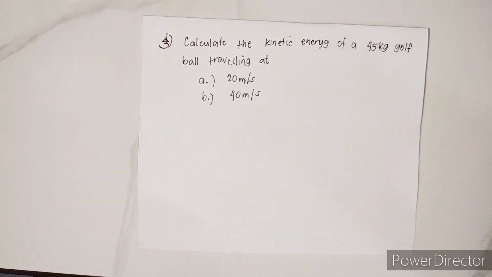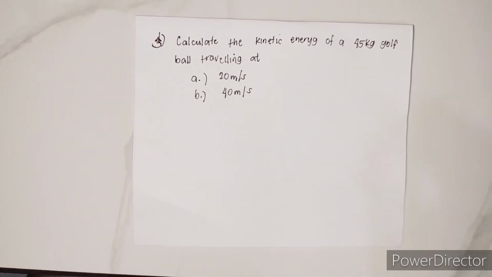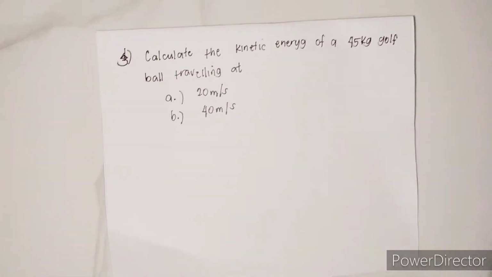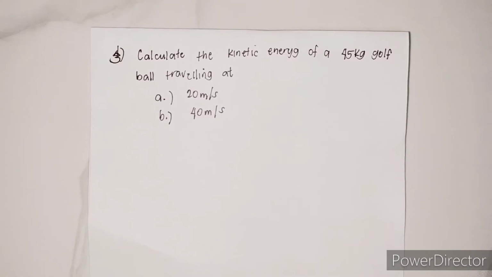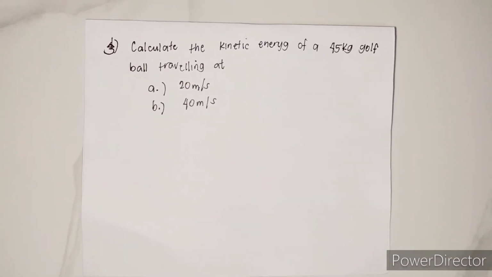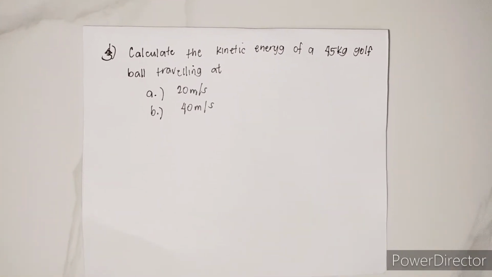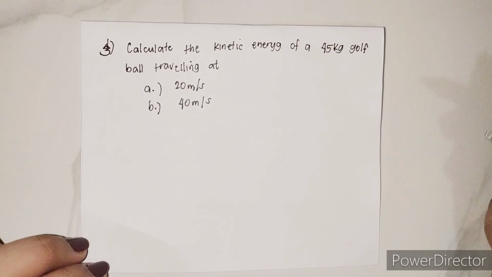Let's proceed with our example under kinetic energy. Let's combine the two. Calculate the kinetic energy of a 45 kilogram golf ball traveling at letter A, 20 meters per second, and letter B, 40 meters per second. Let's write our formula first.